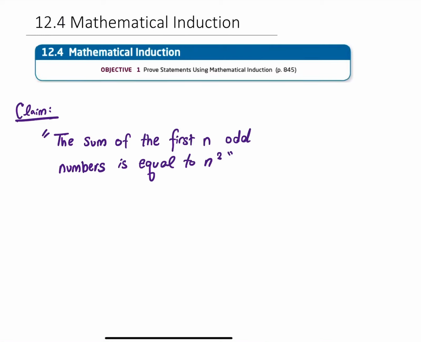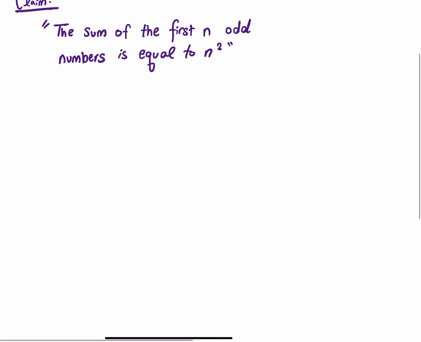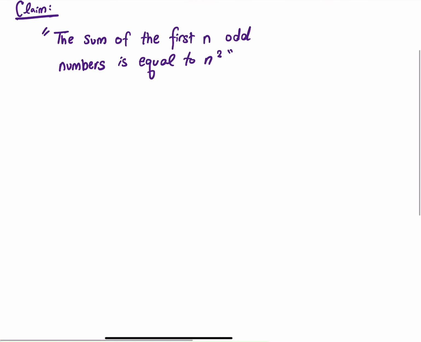In this video, we're going to cover section 12.4 on a process called mathematical induction. This will be a way that you will be able to prove that some statement is true for all of the natural numbers. Those are the numbers starting from 1 and increasing to every whole number up through infinity, so from 1 onward. So let's start by considering this claim that the sum of the first n odd numbers is equal to n squared.